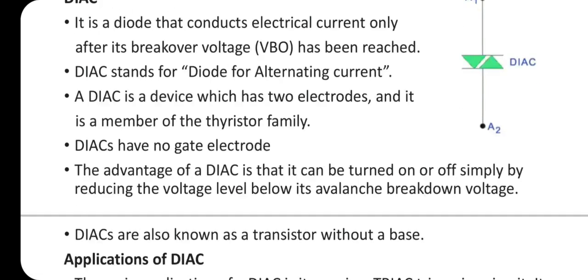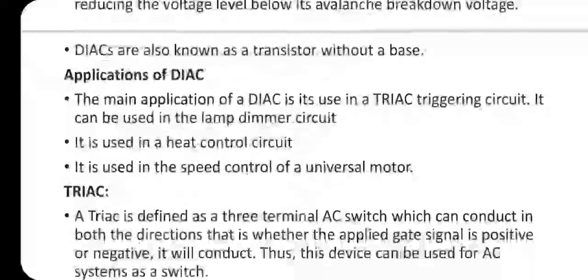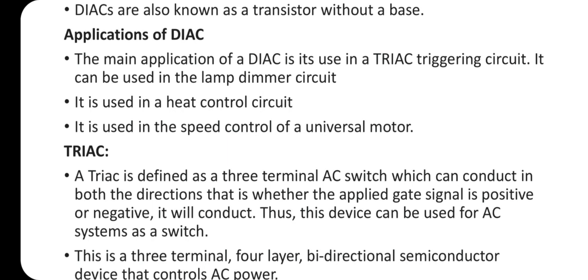The advantage of a diac is that it can be turned on or off simply by reducing the voltage level below its avalanche breakdown voltage. Diacs are also known as a transistor without a base. Applications of diac. The main application of a diac is its use in a triac triggering circuit. It can be used in the lamp dimmer circuit. It is used in a heat control circuit and can be used as a speed control of universal motor.